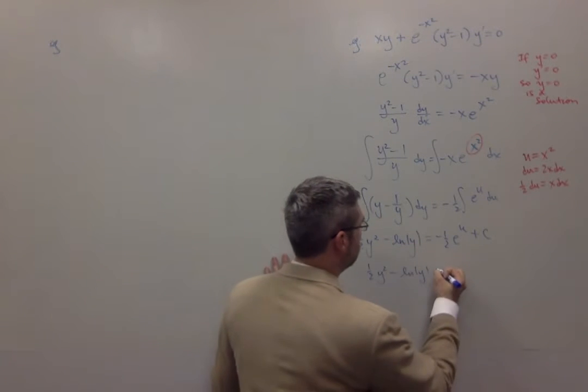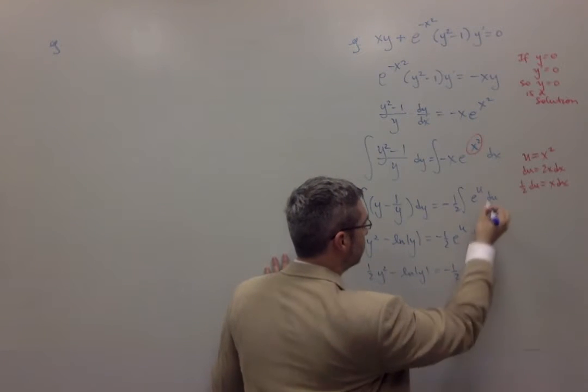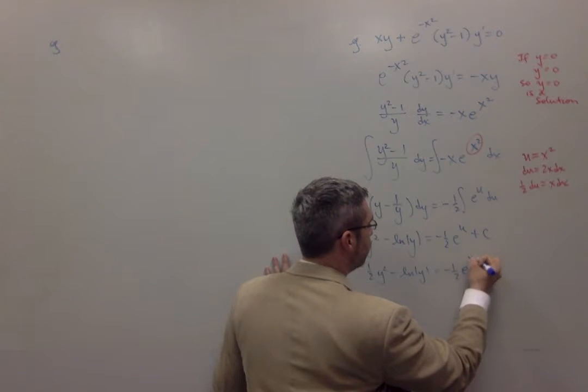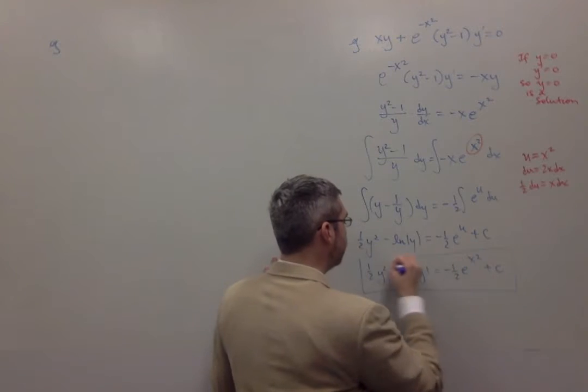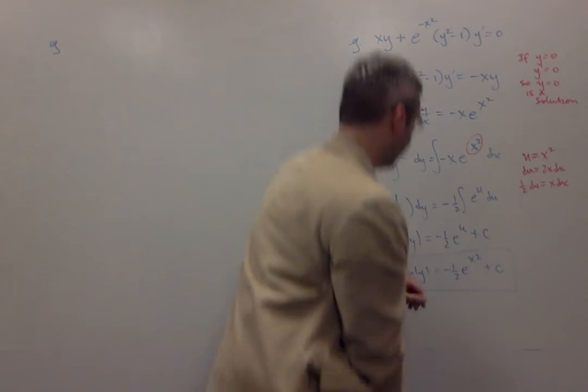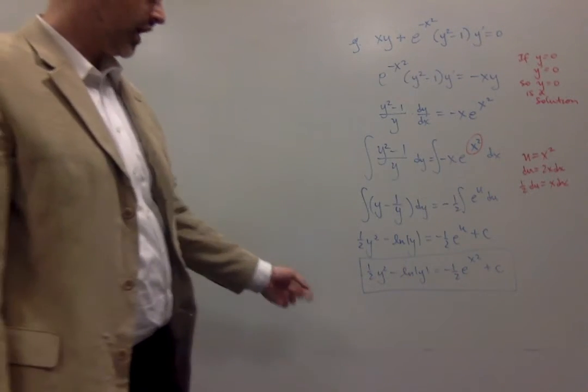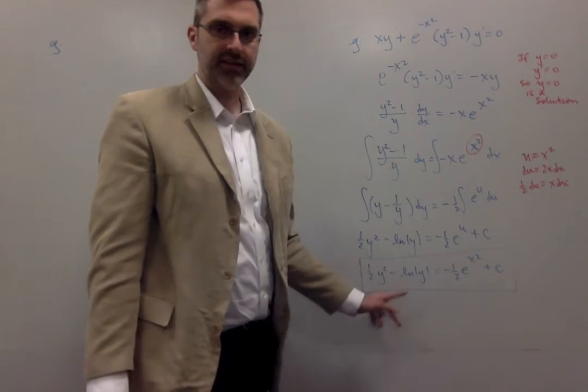Let's substitute back in so we've at least got x's. So we've got e to the x squared plus c. In this case, there's actually no way to solve for y because of how complicated this left side is.